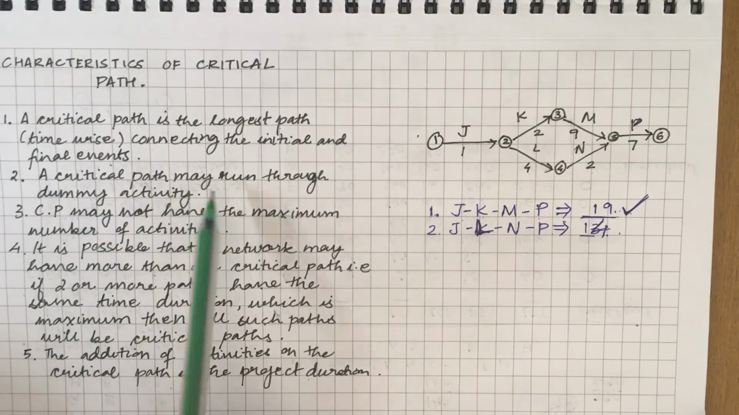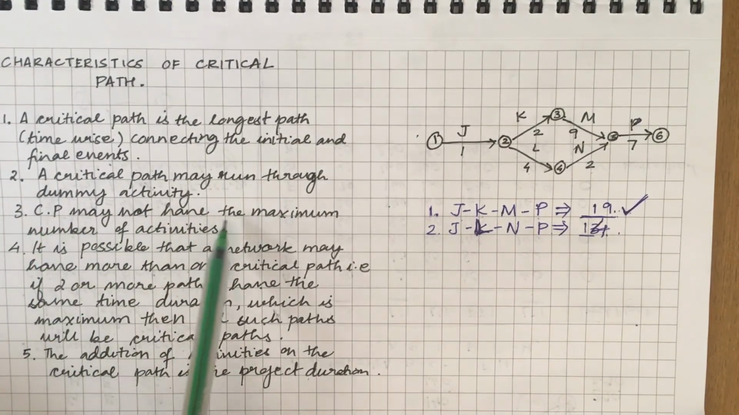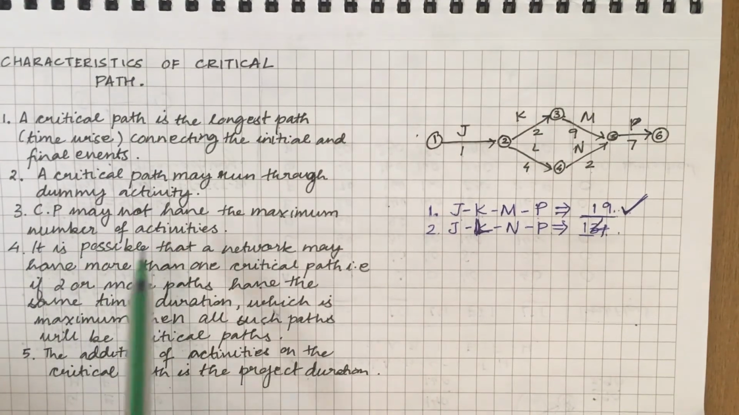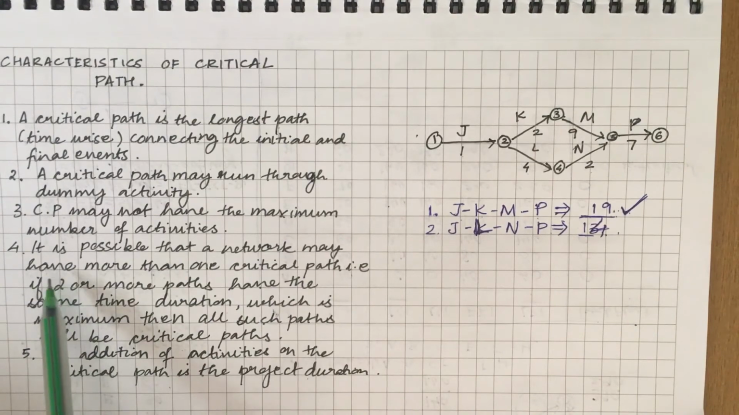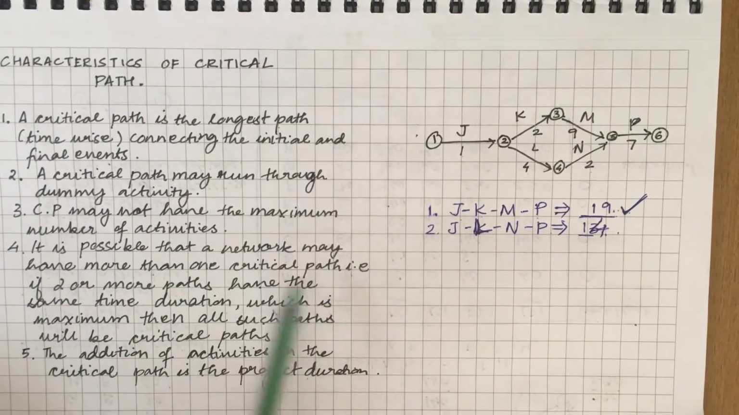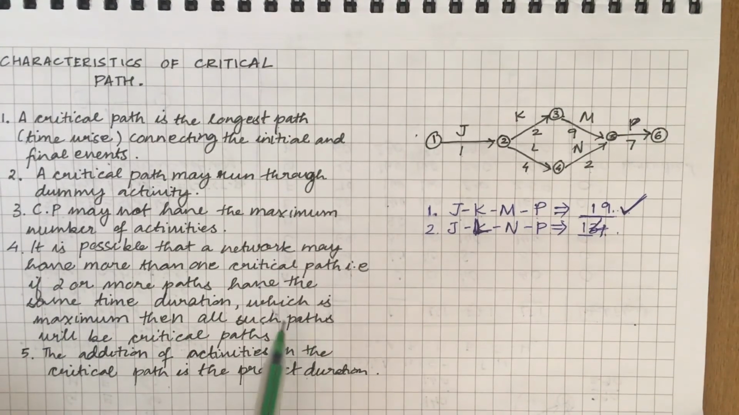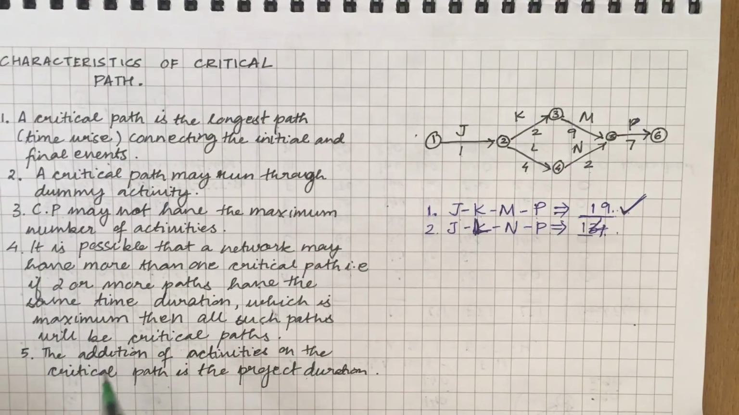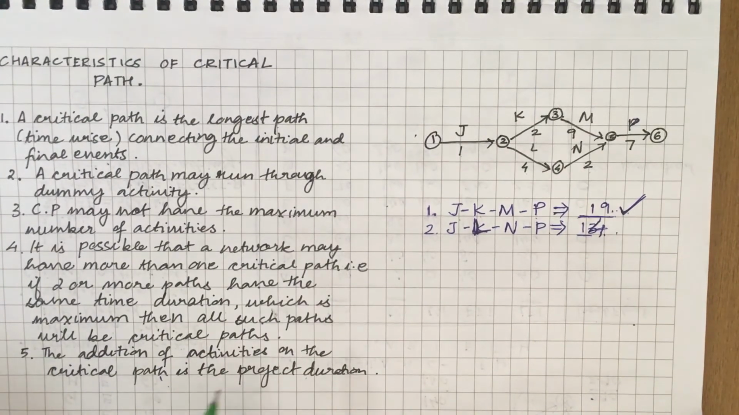Second, a critical path may run through dummy activity. Third, critical path may not have the maximum number of activities. Fourth, it is possible that a network may have more than one critical path. That is, if two or more paths have the same time duration, which is maximum, then all such paths will be critical paths. Fifth, the addition of activities on the critical path is the project duration.